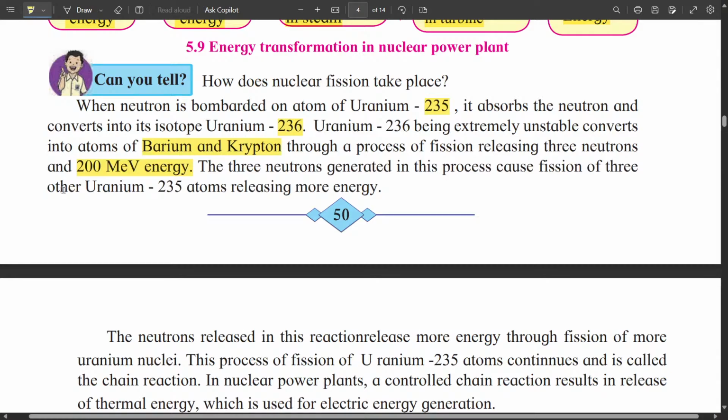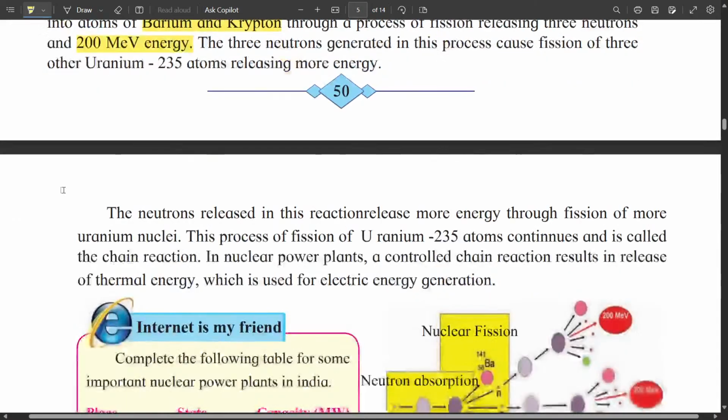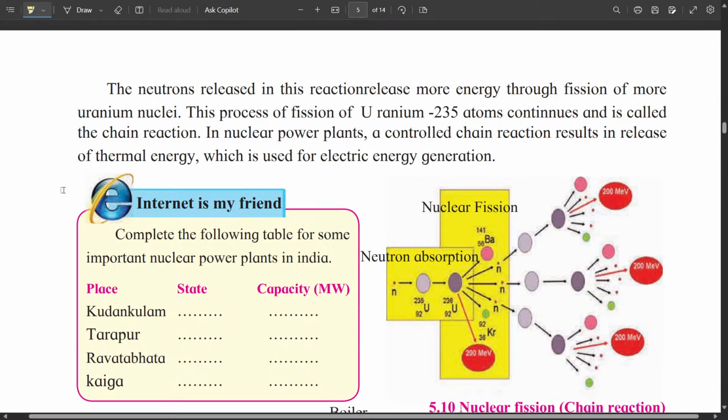The 3 neutrons which are produced in this reaction continue this process of fission. So one fission creates 3 neutrons and hence is responsible for 3 more fissions. So those 3 fissions will again do 9 more fissions, then 27, and like that the chain reaction will continue. The neutrons released in the reaction release more energy through fission of more uranium nuclei. So this is a chain reaction. It continues on its own.